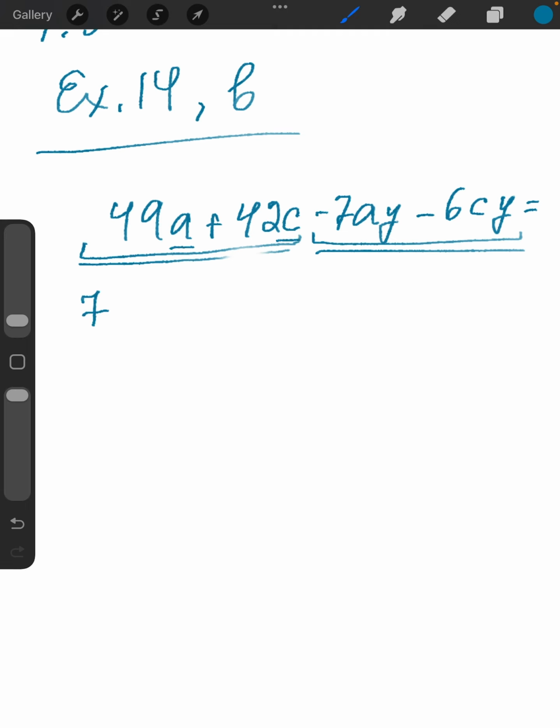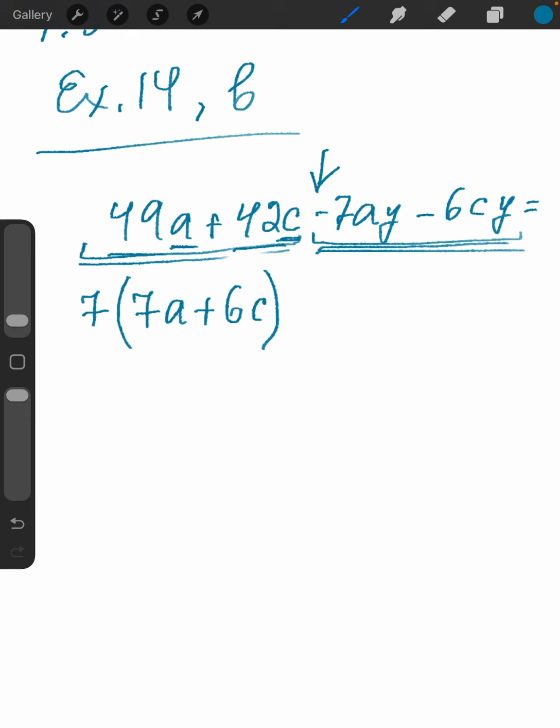Okay, make it cleaner. We'll take 7 outside the parentheses. The variables are different, right? So they're not being taken out. 49 divided by 7 is 7. Then we take down the A, plus 42 divided by 7 is 6, and then of course the C, and we close parentheses.